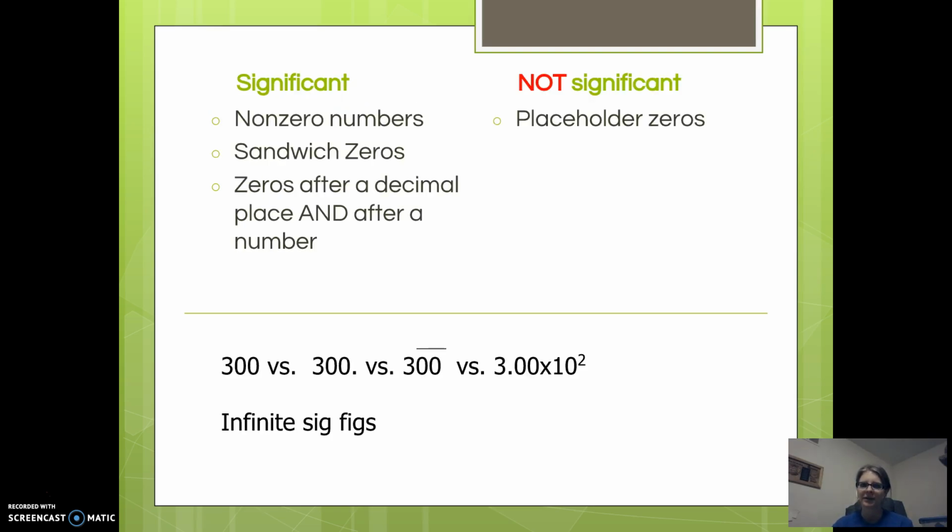So here's our recap here, significant and not significant. Here's our 300 versus 300 versus 300 versus 300. This first one has only one sig fig, and these 3 other options are 3 sig figs.